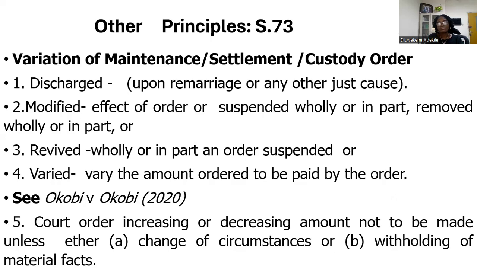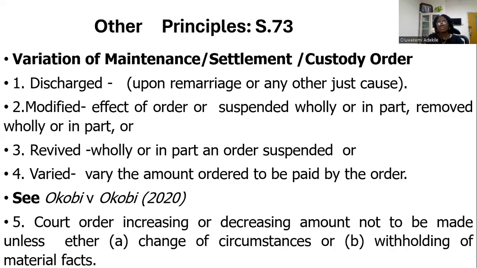So the principles of maintenance under Section 3 of the MCA, which we have made veiled references to, are here now: the order may be discharged upon remarriage or any other just cause. You can discharge it, that is, the court stops the order. You don't have to pay the money again. It may be modified, the effect of the order, or suspended, wholly or in part. So you can modify the order.